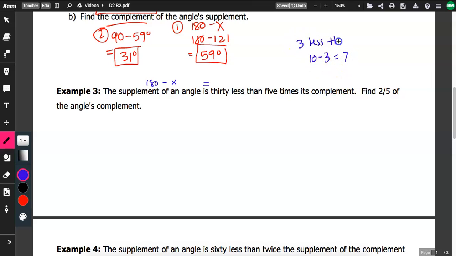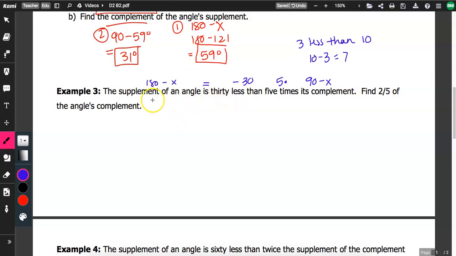The subtraction comes at the end. So that means I'm going to do 30 less than at the end. So I'll do minus 30 at the end of whatever else I write. It's less than 5 times the complement. So that's 90 minus X. So I'm just labeling, just to kind of map it out. Question says find 2/5 of the angle's complement. So I'm not even going to worry about that till we find X.